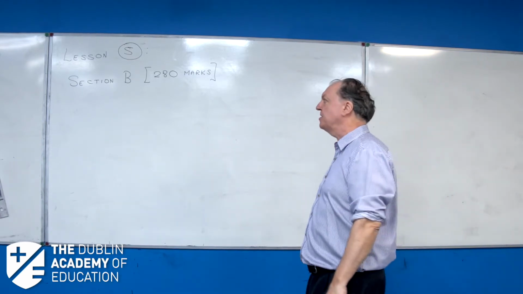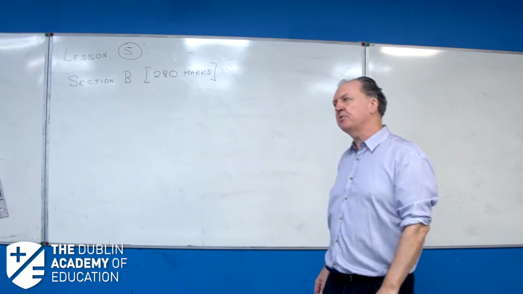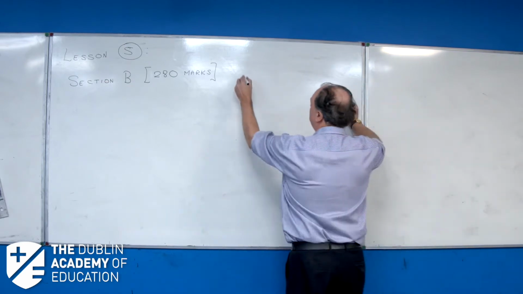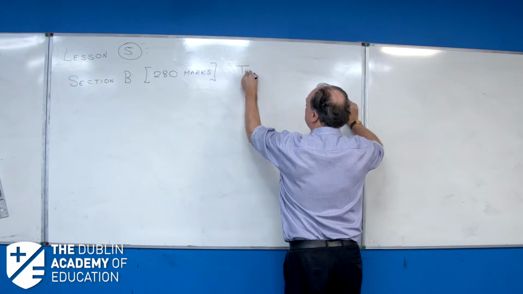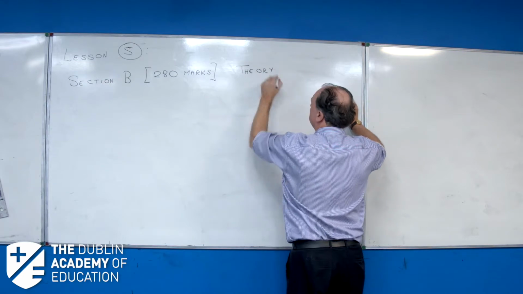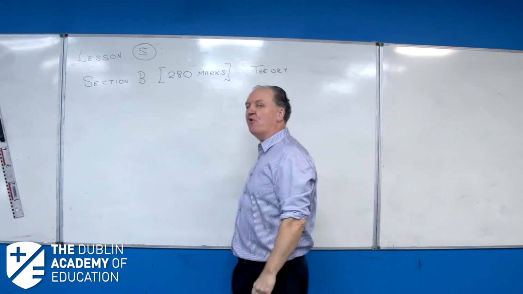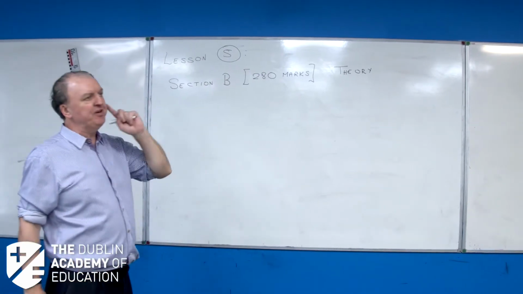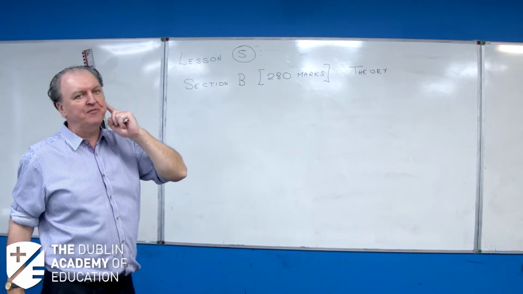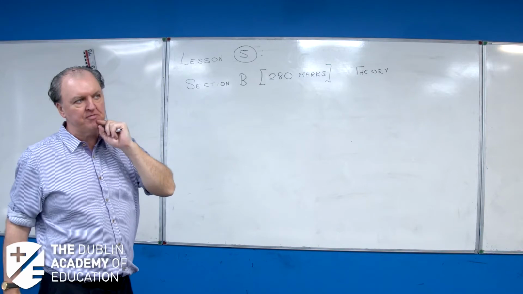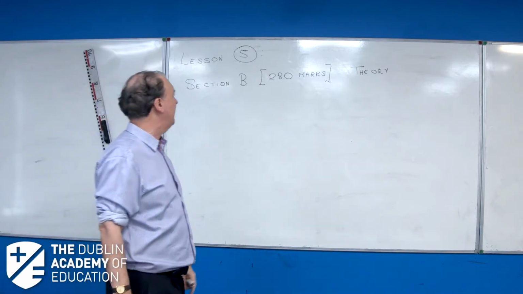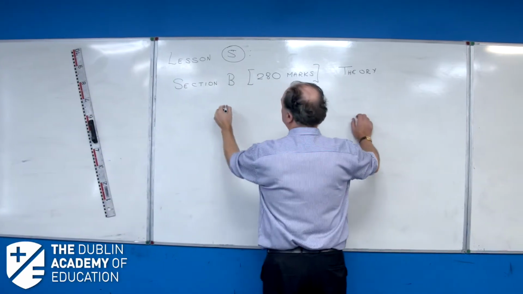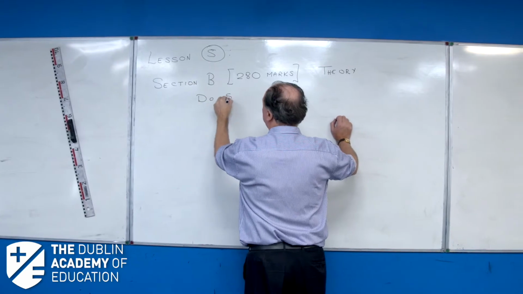Now we're moving into section B. I suppose section B could be called the theory section. It's regarded as more difficult than section A. So there's 280 marks here. That's 70% of the marks out of 400. How many questions do I have to do? I have to do 5 out of 8 questions.